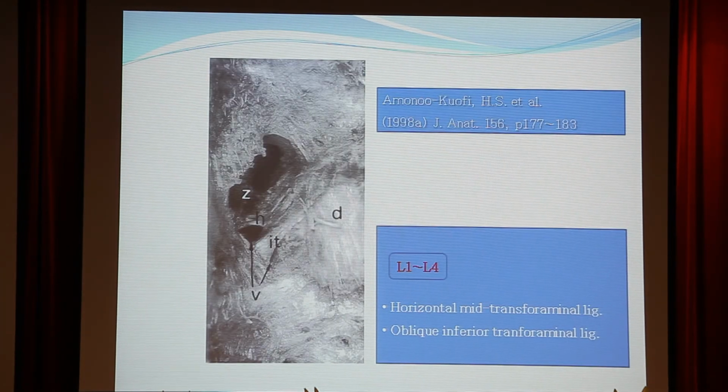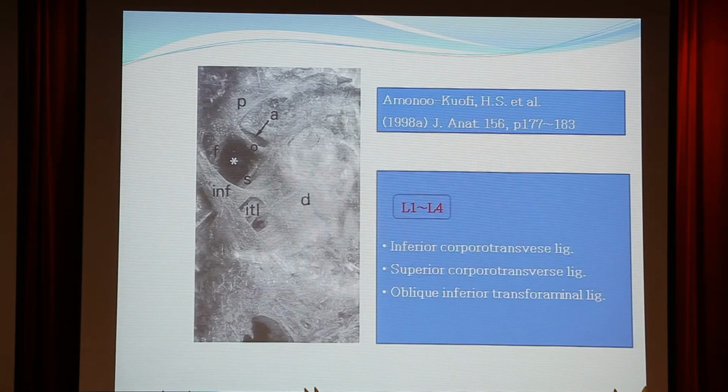So this is the cadaver dissection, and this slide shows the horizontal mid-transforaminal ligament, and also here you can see the horizontal and oblique inferior transforaminal ligament at L1 to L4 level, but the L5 level is different. So this is for L1 to L4 level again, and you can see the inferior corporotransverse ligament, and here you can see the superior corporotransverse ligament. So we have to remove these two ligaments, and there is also the oblique inferior transforaminal ligament, as you can see here.